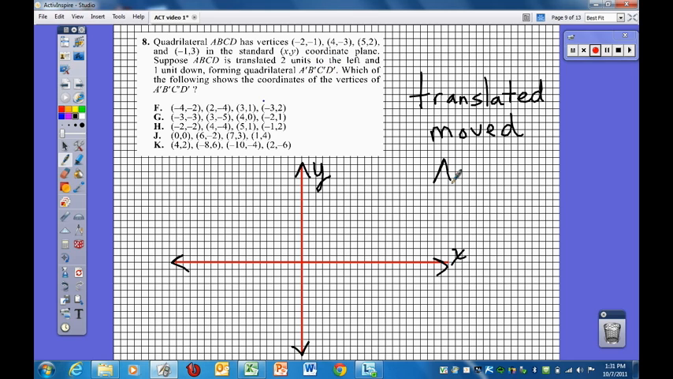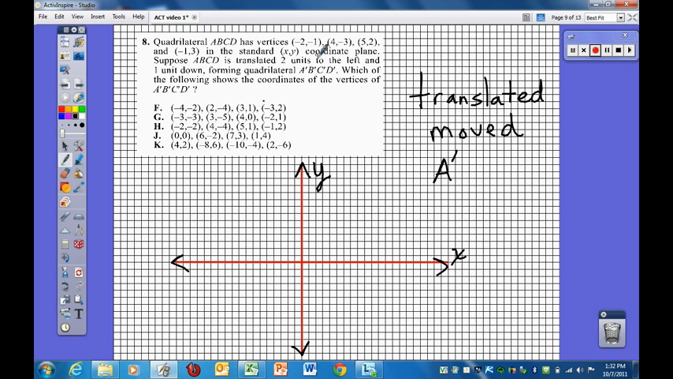That notation there with a little apostrophe is read as A prime. So which of the following shows the coordinates of the vertices of the new A prime, B prime, C prime, D prime? Basically it works the way you think it would. A is going to go to A prime, B is going to go to B prime, and so on. A is at -2, -1.